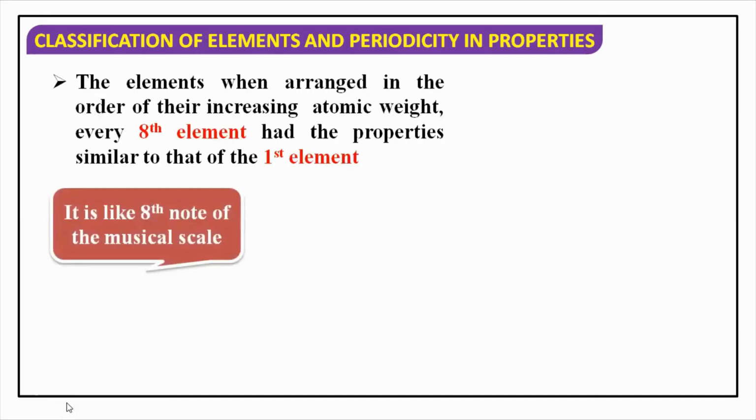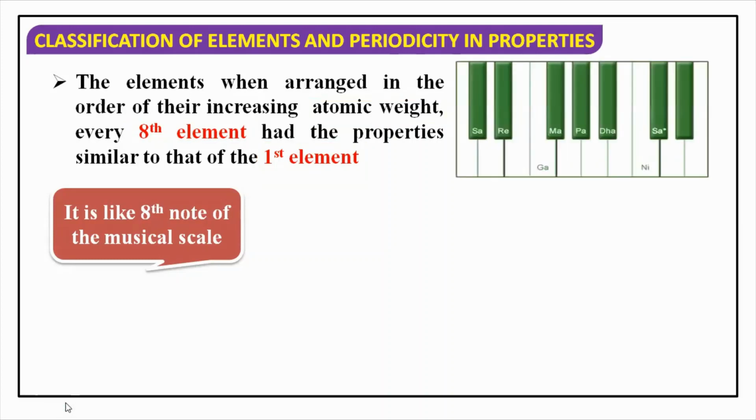सो क्या था ये लॉ? That elements were arranged in order of their increasing atomic weights. जब आप एलिमेंट्स को उनके इंक्रीजिंग एटॉमिक वेट्स पे अरेंज करेंगे, so the eighth element will have similar properties as that of first element. So this is called the law of octave, that when the elements are arranged as per their atomic weight, the eighth element will have same property as that of first element. So it was just like the musical scale. Sa re ga ma pa dha ni sa.